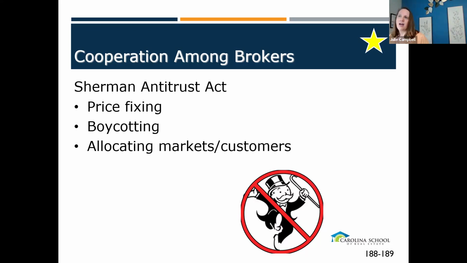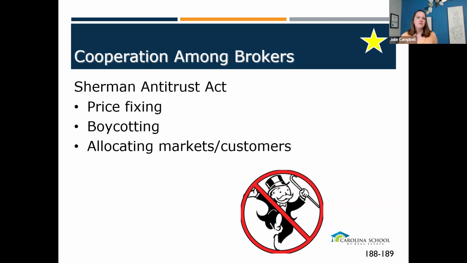And then the other one is allocating the market or the customers, dividing or separating the market or the customers. I can choose, I just want to do business in Forsyth County. That's the only place I want to work. I can choose that as long as it's within North Carolina. I can set those parameters for myself. You may decide that you like to work Guilford County. You can do that. We can choose what we want to do.